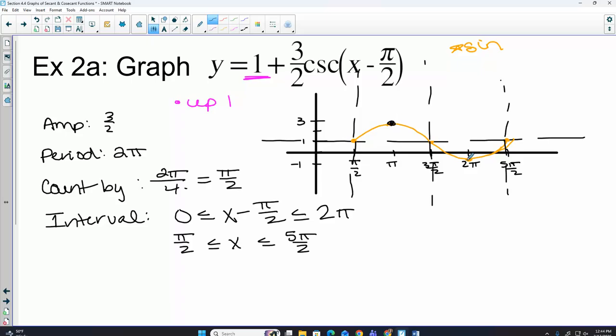High and low points stay. Turn it away from the axis. So we just have a parabola going up, and a parabola going down. So my actual cosecant graph is the black one there. The orange was just to help me get an idea of what I was doing.